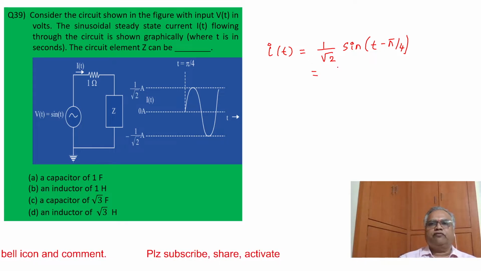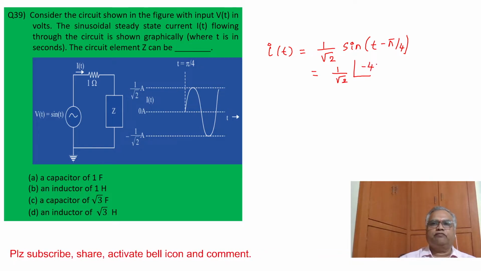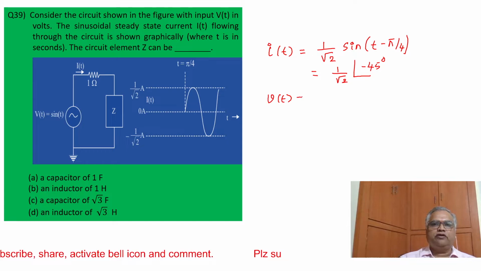What is the phasor form? 1 by root 2 of angle minus 45. So in phasor form, ideally we take RMS, but I am taking maximum. At the end, the answer remains the same. The same way, what is V of t? This peak value is 1, so 1 of angle 0.